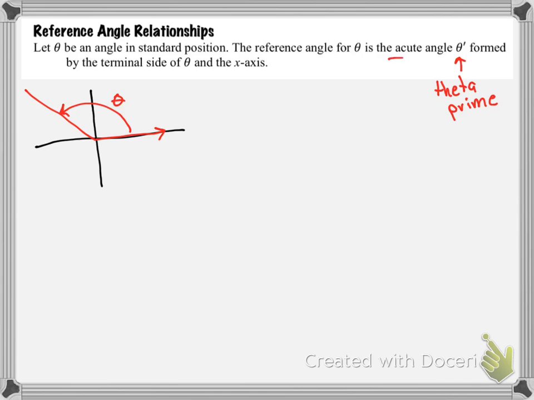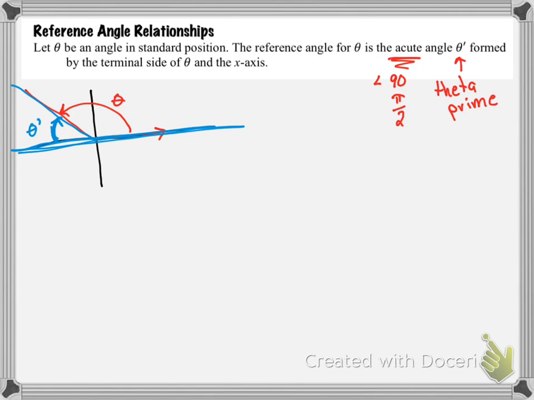It's the acute angle. So acute means it has to be less than 90, or pi over 2 if we're in radians, formed by the terminal side of theta and the x-axis. So we're always looking for the acute angle made between here and here, which would be this angle here. This is my theta prime. So there is my reference angle, that angle right there. That's if it's in quadrant 2.